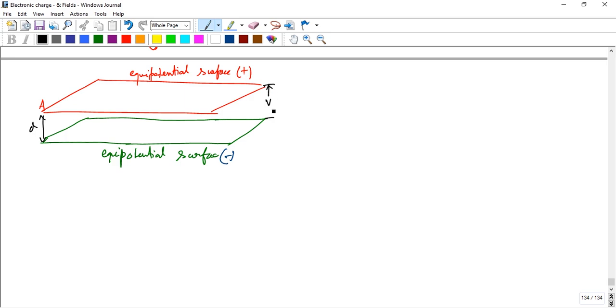Now the electric field: if the upper surface has positive charge and the lower surface has negative charge, the electric field goes from top to bottom. That is the electric field direction E.